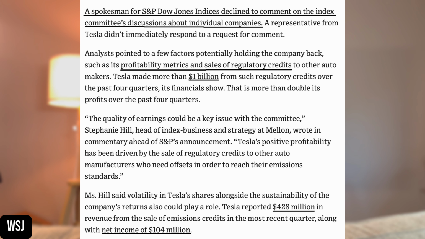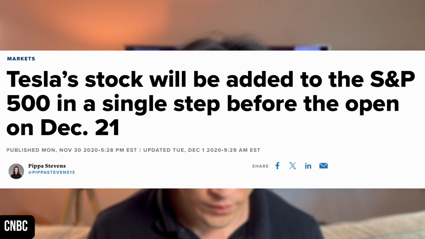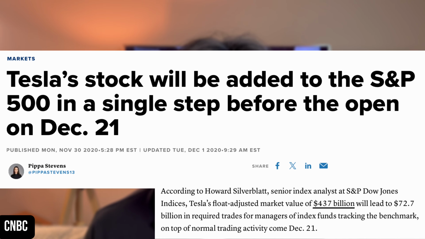Although the committee doesn't comment on the exact reasons for not adding Tesla at the time, investors speculated that Tesla's volatility and the quality of its earnings may have played a role. Selling regulatory credits to other automakers brought in $1 billion worth of revenue in the last 4 quarters leading up to September 2020, which was over double its profits from the same time period. This caused concerns about Tesla's ability to sustain its profitability in the long run. Tesla was eventually added to the index in December 2020, making it the largest company to ever be added to the S&P 500, with a market cap of $437 billion at the time.